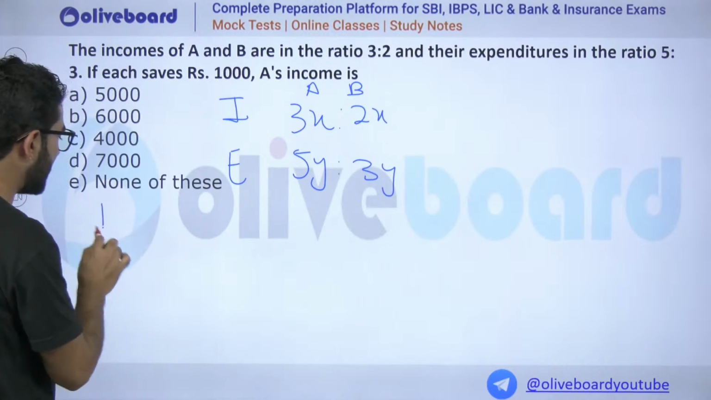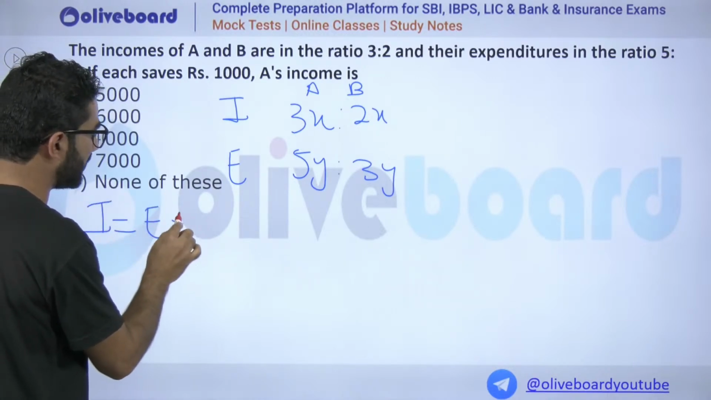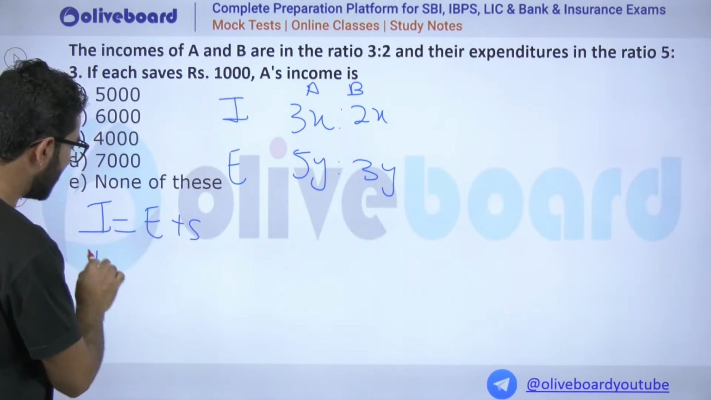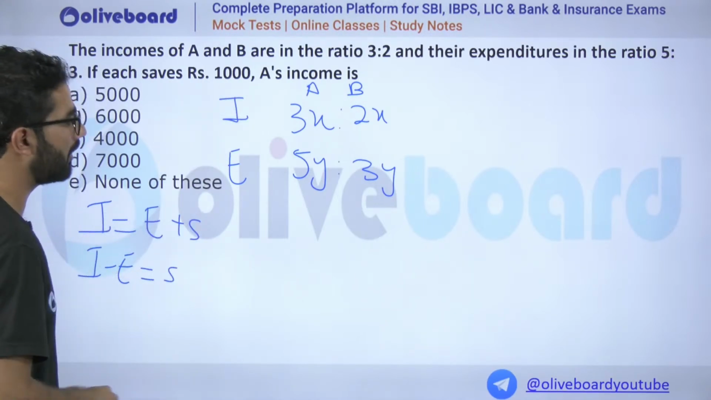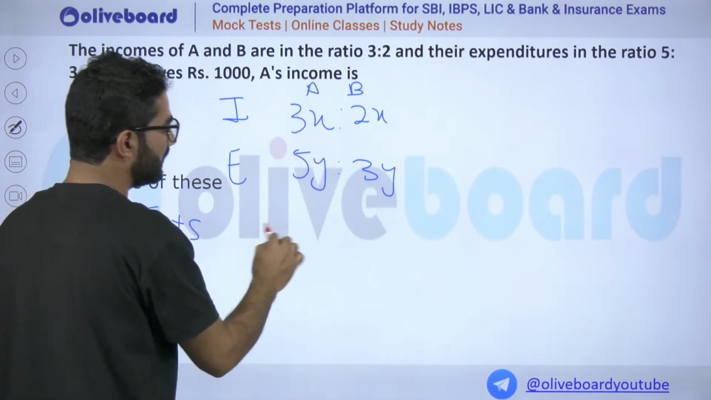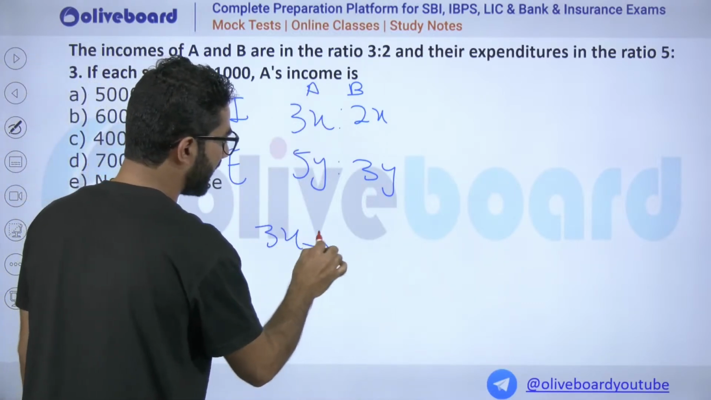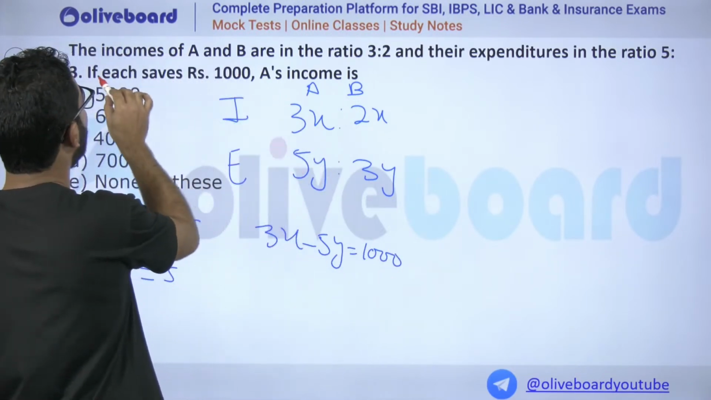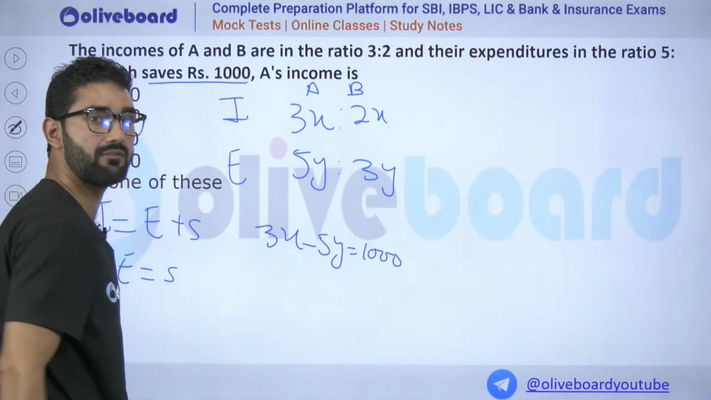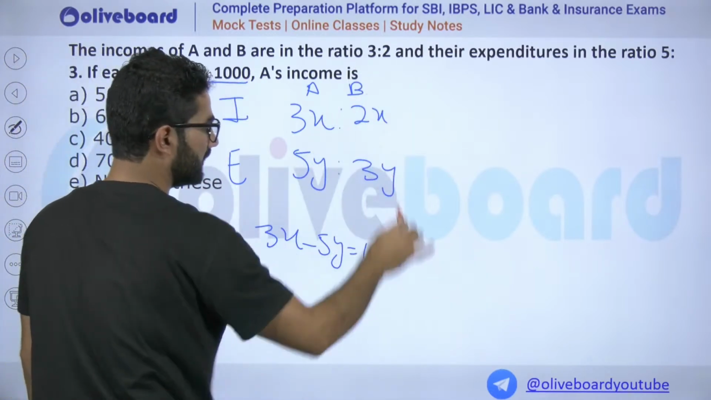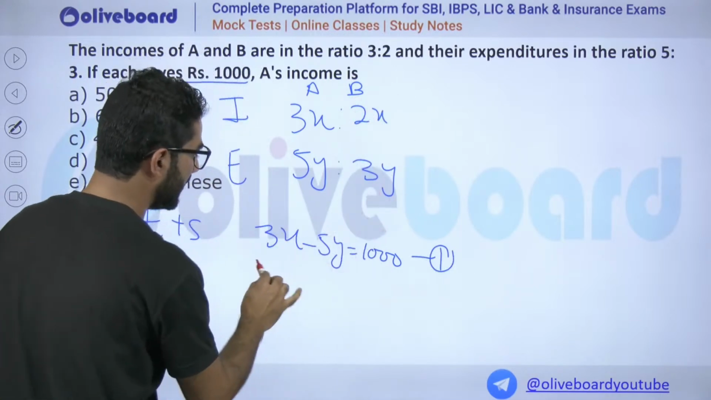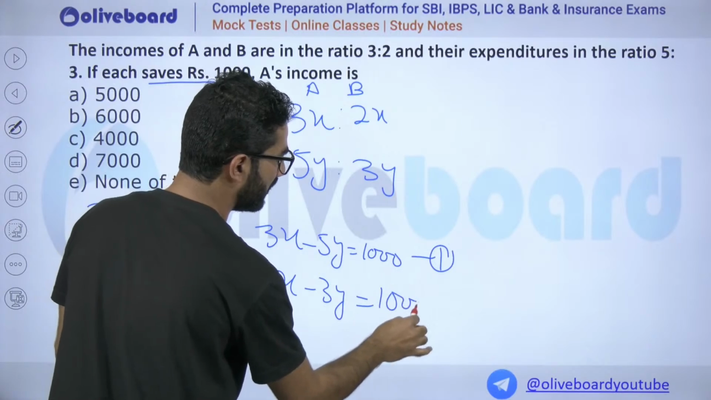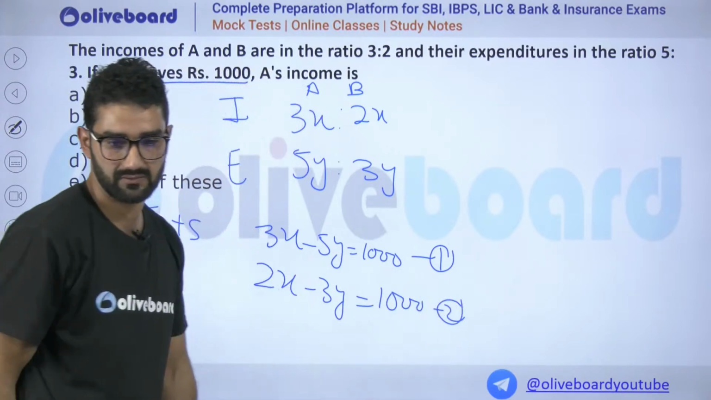You know the equation: income is expenditure plus saving. Can we write that income minus expenditure is saving? Yes. For A, income is 3x minus expenditure 5y, and that is given as 1000, if each saves 1000. This is equation number 1. What about B? Income is 2x, expenditure is 3y, and that is also 1000. So you have two equations.